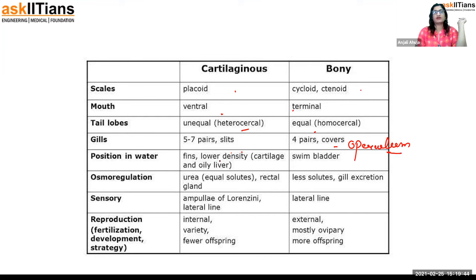4 pairs, position water, fins of lower density, and they have the swim bladder. So position water means fins, lower density, cartilage, and oily liver. Little weight is there. And they are having the swim bladder.